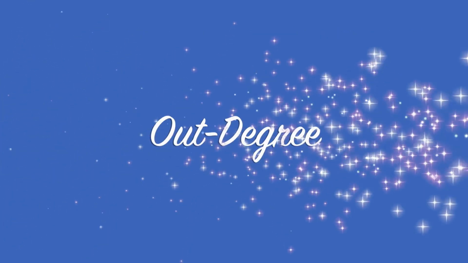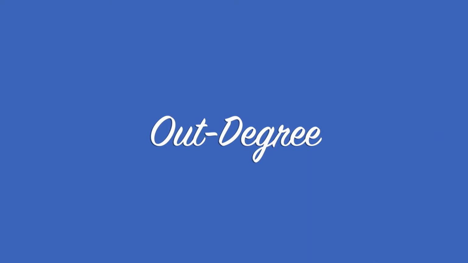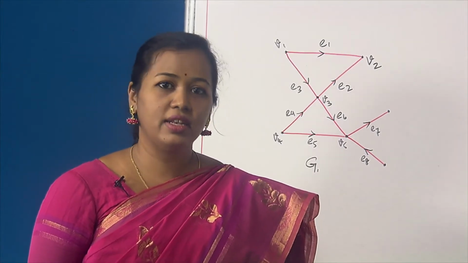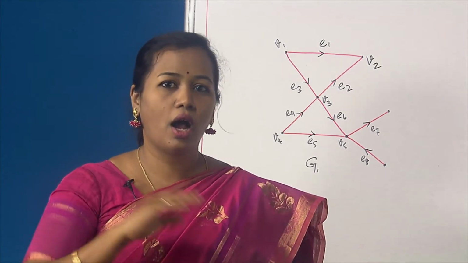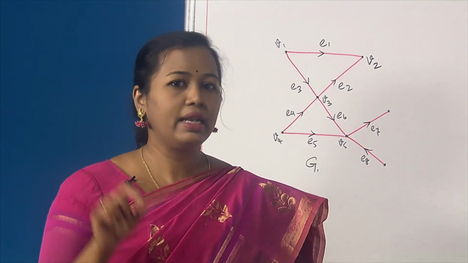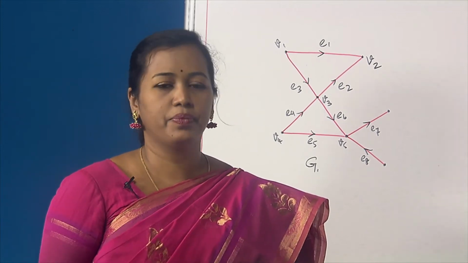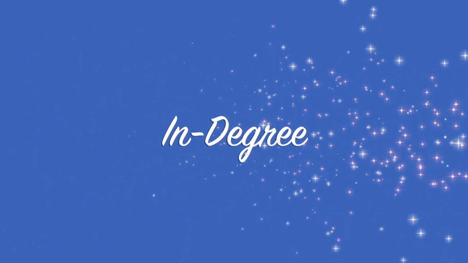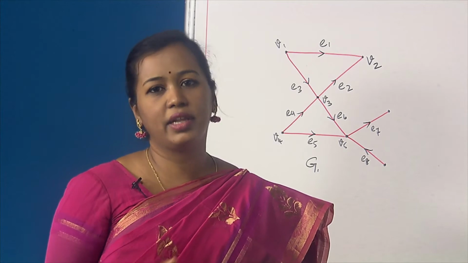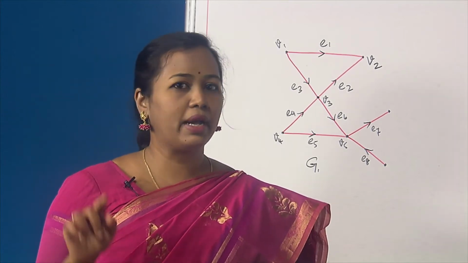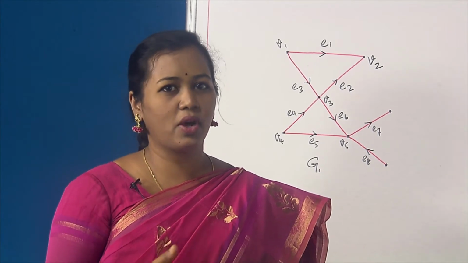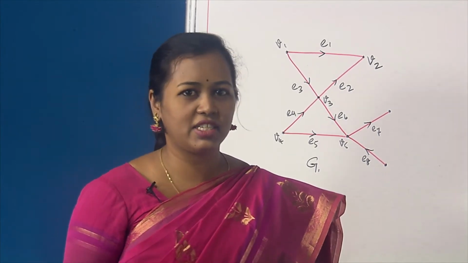Now we shall see some definitions related to digraphs. Out degree: if v is a vertex of a digraph D, the number of edges incident out of v is called the out degree of v. It is denoted by d+(v). The in degree, on the other hand, is the number of edges incident into v, and it is called the in degree of v. It is denoted by d-(v). Now we shall see some examples to study the in degree and out degree in detail.